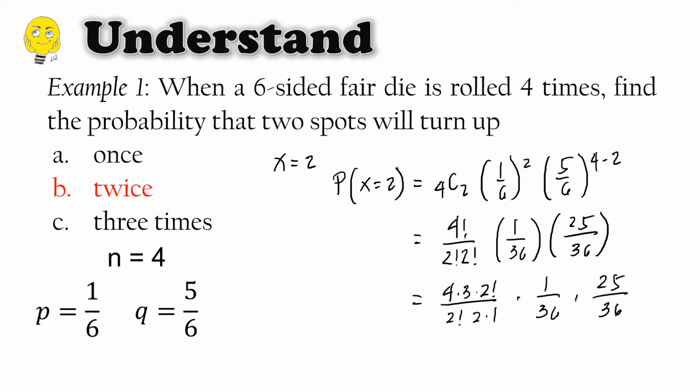We have 2 factorial over 2 factorial, so that is equal to 1. 4 times 3 is 12. So we have 12 divided by 12 is 1. And then 36 divided by 12 is 3. So we have the probability of getting 2 spots twice is equal to 25 over 2 times 3 times 36. That is 216.